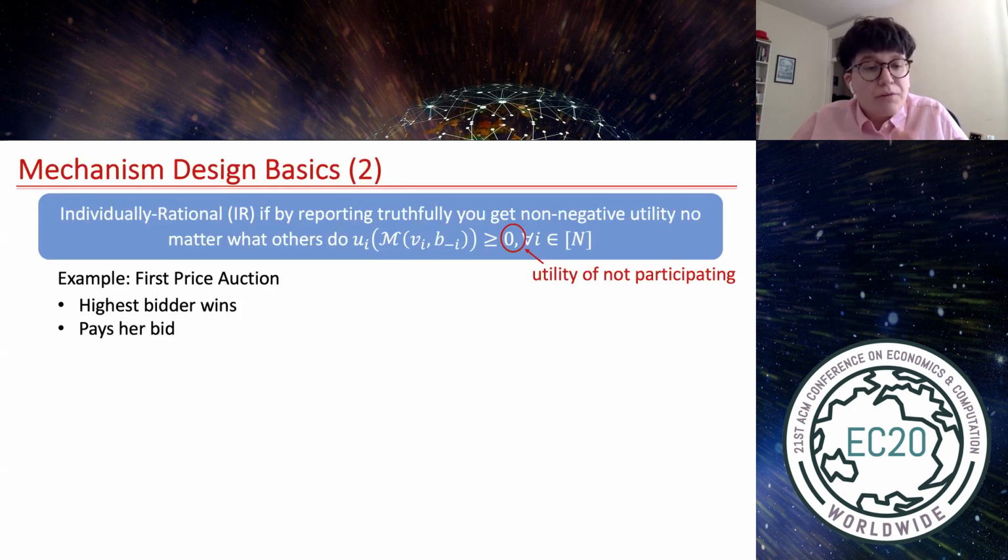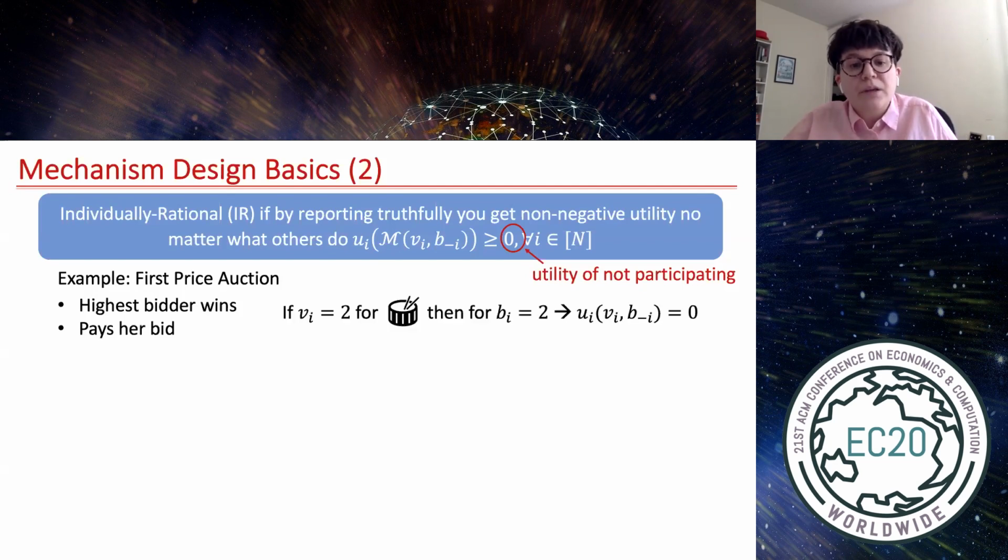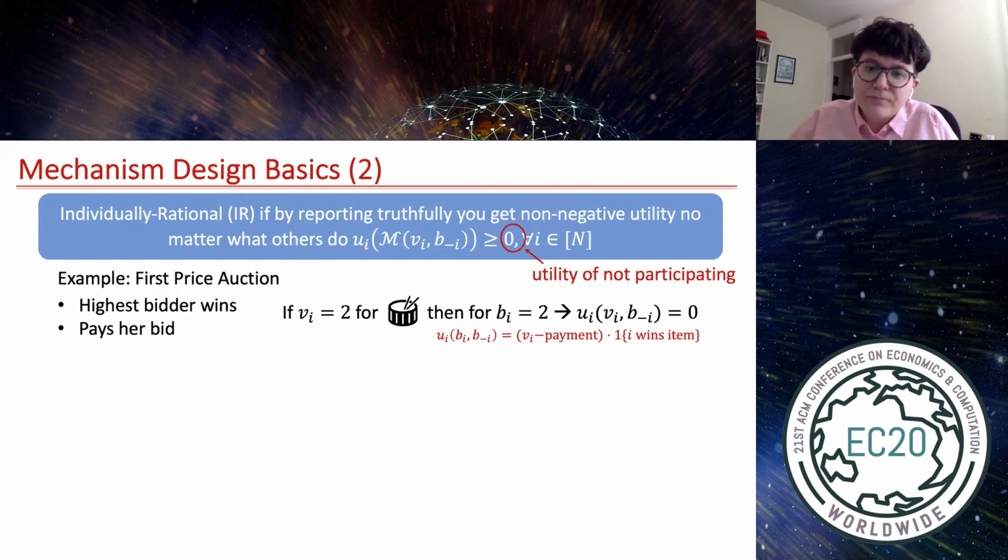And here's an example, first price auctions, where the allocation rule is that the highest bidder wins and the payment rule is that she pays her bid. Now, in a first price auction, if you have a valuation of two for the drum and assume that you're the highest bidder, then by bidding b_i equals two, you get utility just zero. Why is that? Because remember that the utility is value minus payment if you win the item. So if you do win the item and you bid two and your valuation was two, that's zero.